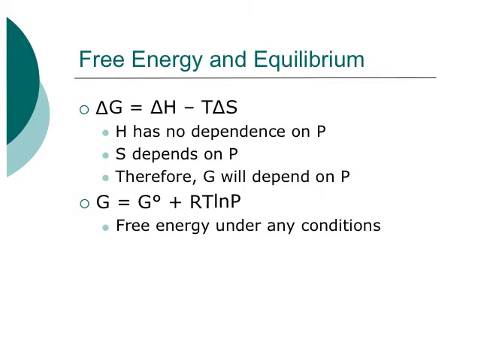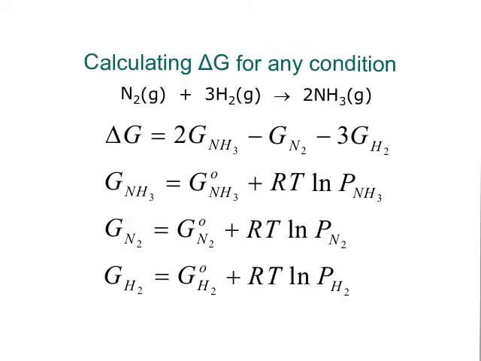We're going to develop a more general change of free energy equation that we can use for any conditions, not just standard conditions. I'm going to walk you through a cheesy little derivation here, and we're going to use a specific example. Our specific example is nitrogen reacting with hydrogen to form ammonia.